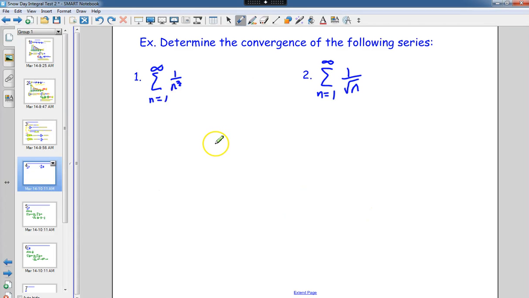Here are two problems. We want to determine the convergence of each of the series, and we're going to do so by applying the integral test. So why don't you perhaps pause the video, try to apply the integral test to each of these series, and then you can unpause it and I'll show you the solution to each of these problems. Good luck.